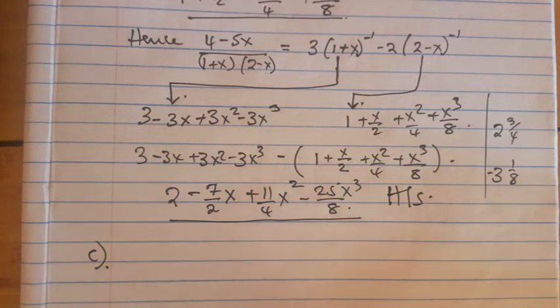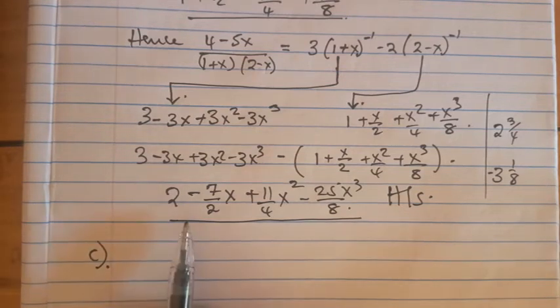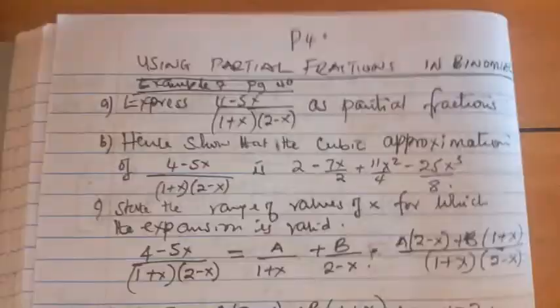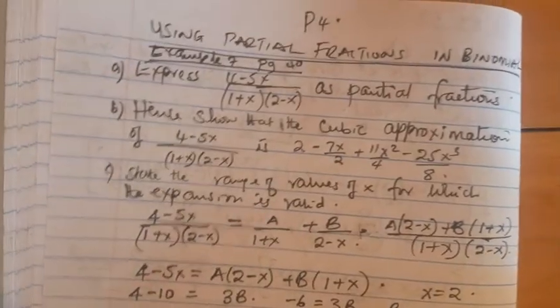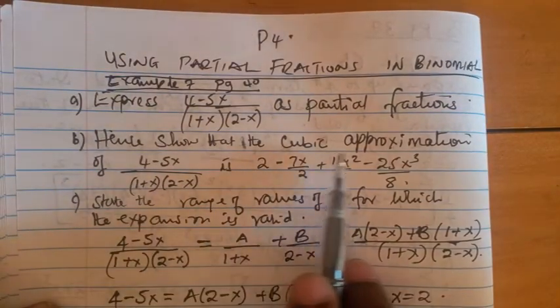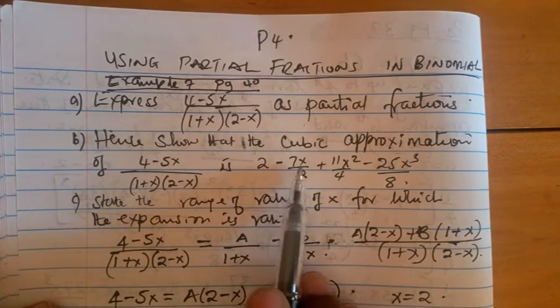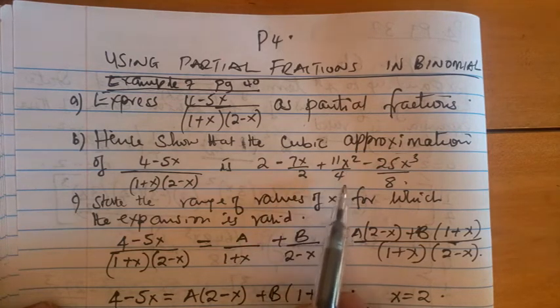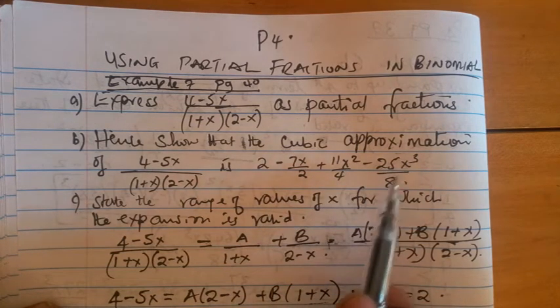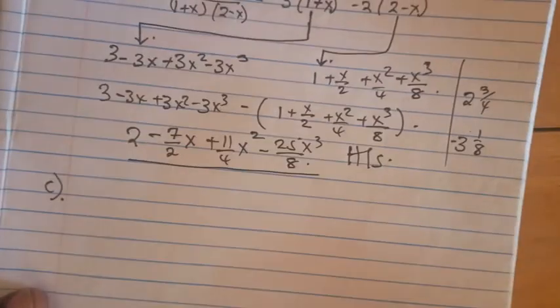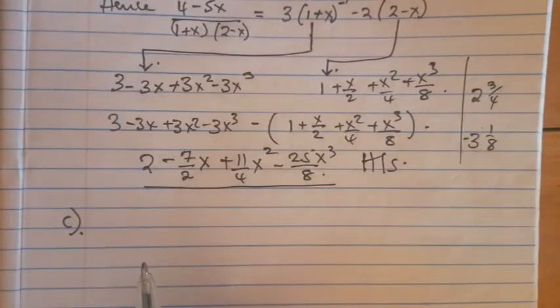Now part B, this is the expansion and hence shown, because the question was asking us, hence show that the cubic approximation of the original function is 2 minus 7x over 2 plus 11x squared over 4 minus 25x cubed over 8, which has been shown now here. And part C, hence state the range of values for x for which the expansion is valid.